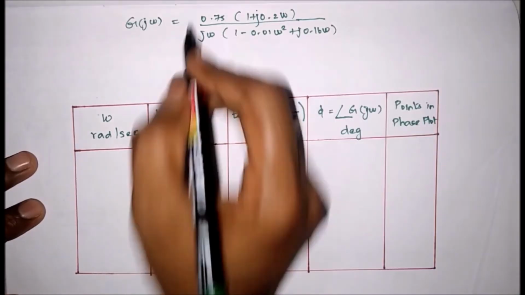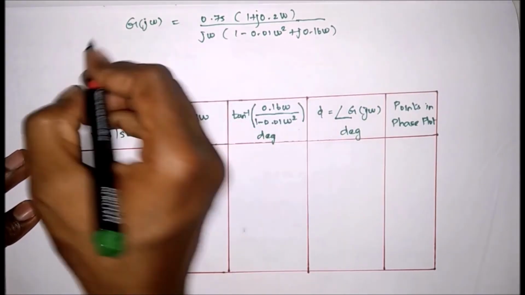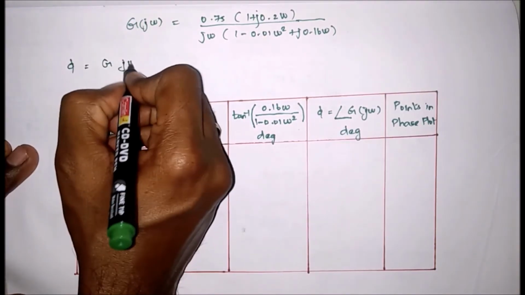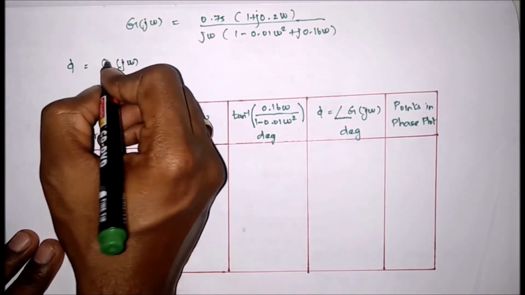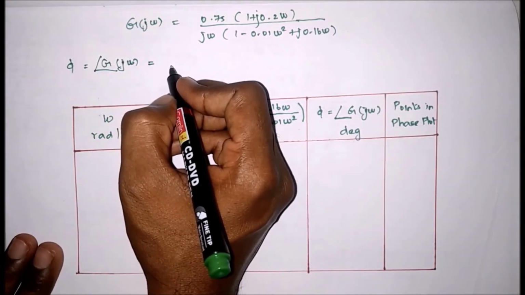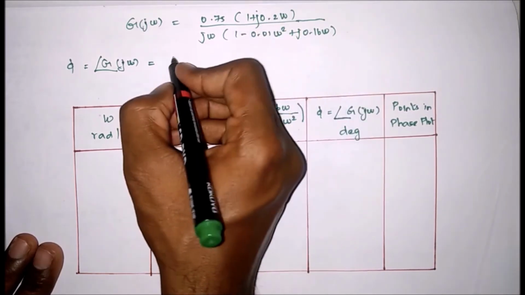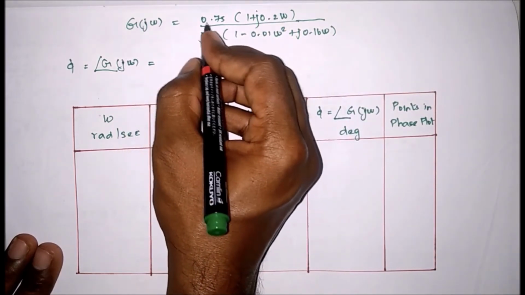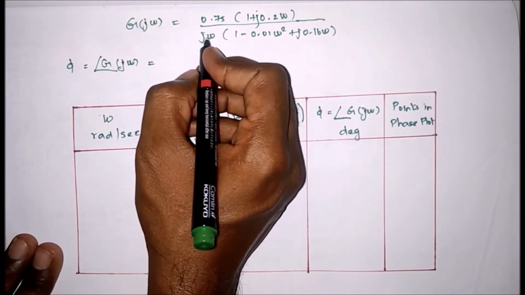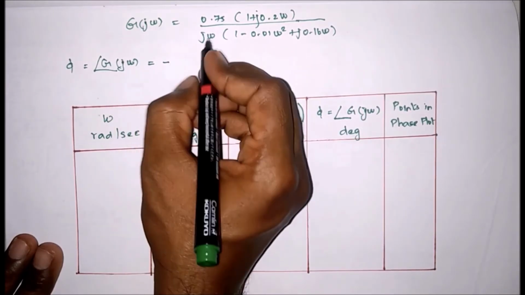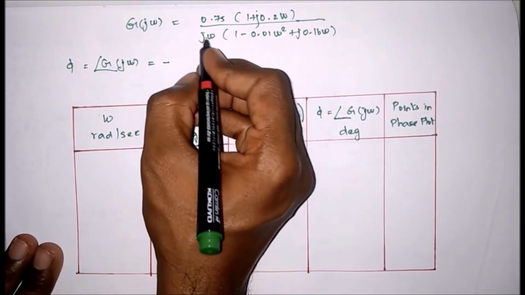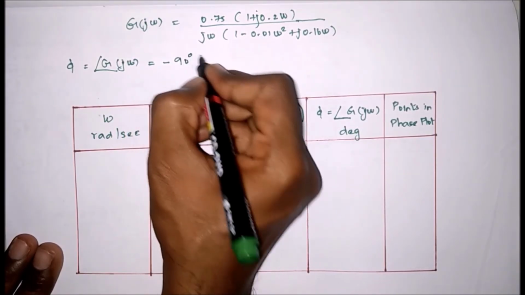Next, for this system we have to write the angle equation. Angle phi equal to angle of G of j omega. For the first term, we have to consider 1 by j omega. So only j omega, not squared. It is in the denominator, therefore we have to use minus. So here only one term. If it is squared we have to use 90 into 2, but here only one term, therefore minus 90.